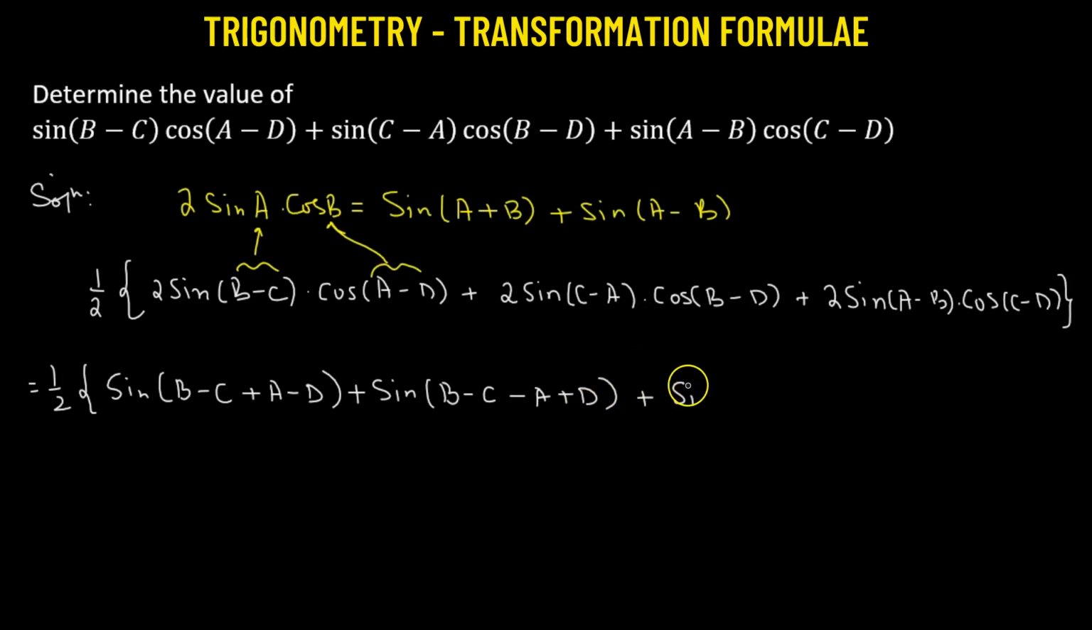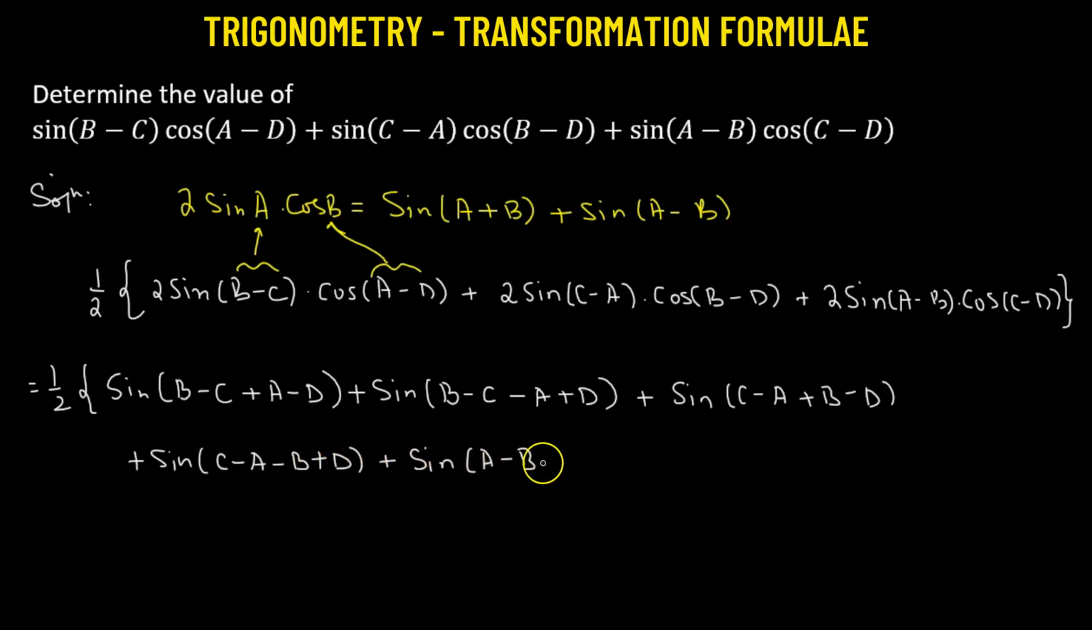We have sine of C minus A plus B minus D. Then this will be added to sine of C minus A minus B plus D. Fine. Then we have sine of angle A minus B plus C minus D added to sine of angle A minus B minus of C plus D. Right. So now we have successfully applied the transformation formula.